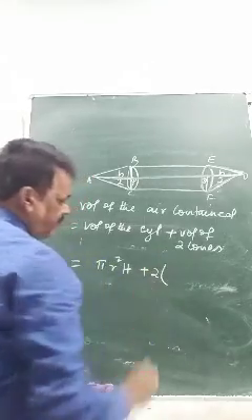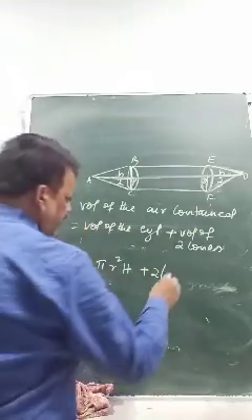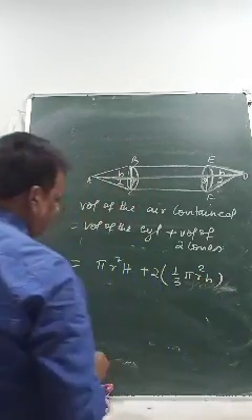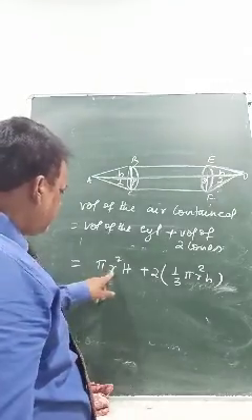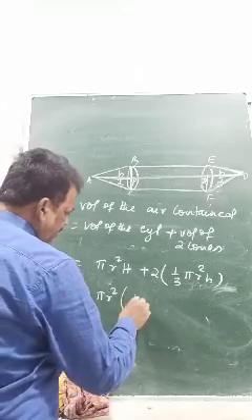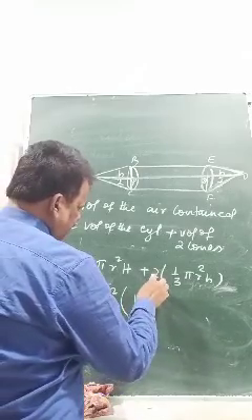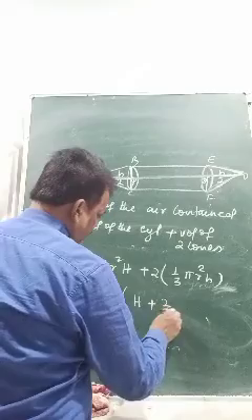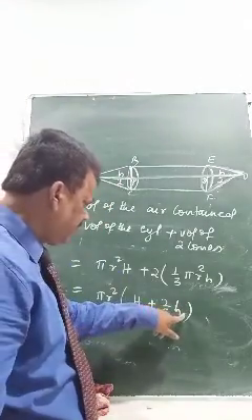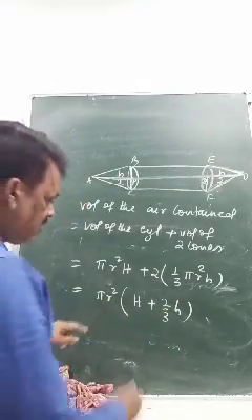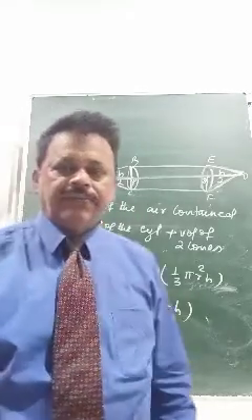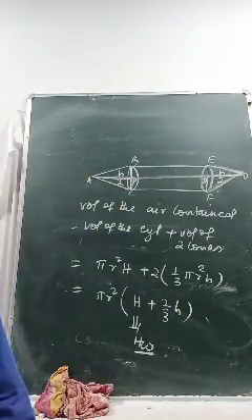Then 2 into 1 by 3 pi R square. This H is different. So always try to take common. Pi R square common, H plus 2 by 3 small h. Put the value of R, put the value of H. Pi is 22 by 7. Simplify. Homework is for you. Okay, see the next one.